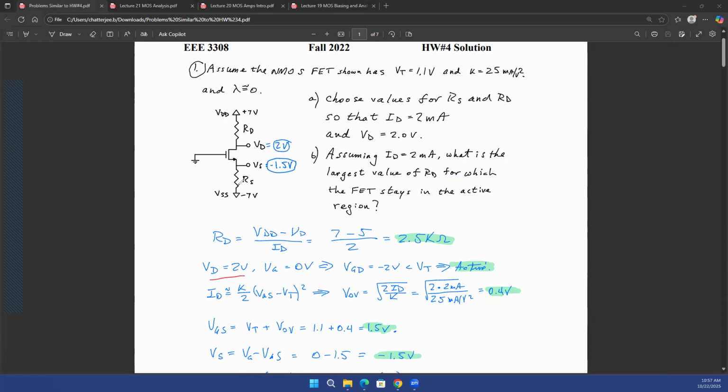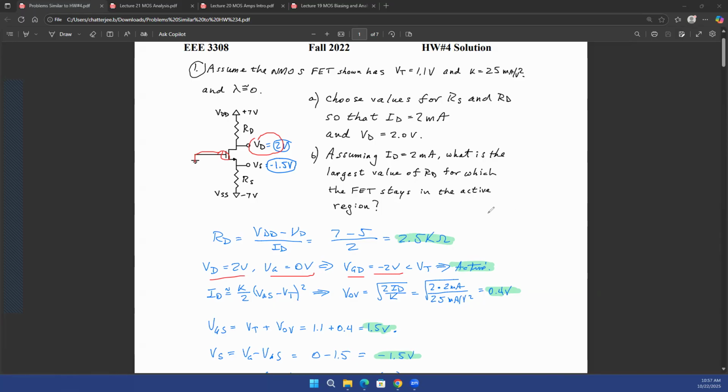Now your VD is at 2 volts. This point is at 2 volts. Your gate is at 0 volts because that is connected to, let's say, ground directly. So VGD, which is the gate to drain voltage, is minus 2 volts. And there are multiple ways to find out whether the transistor is in active region.